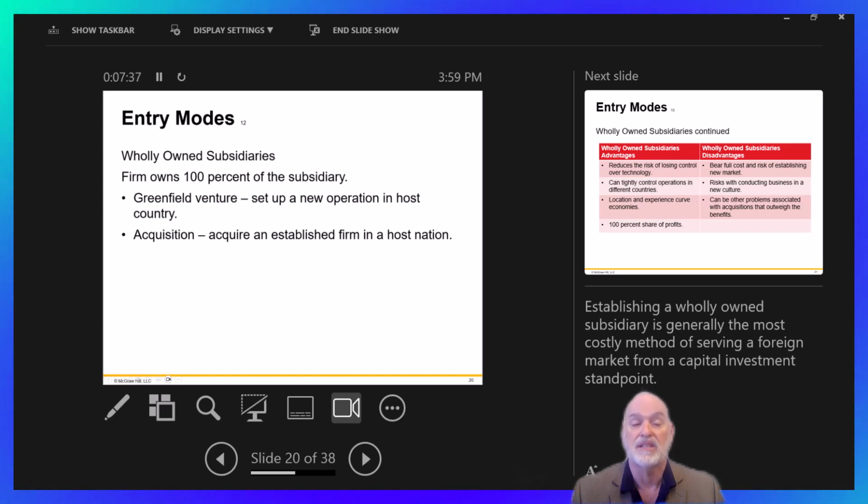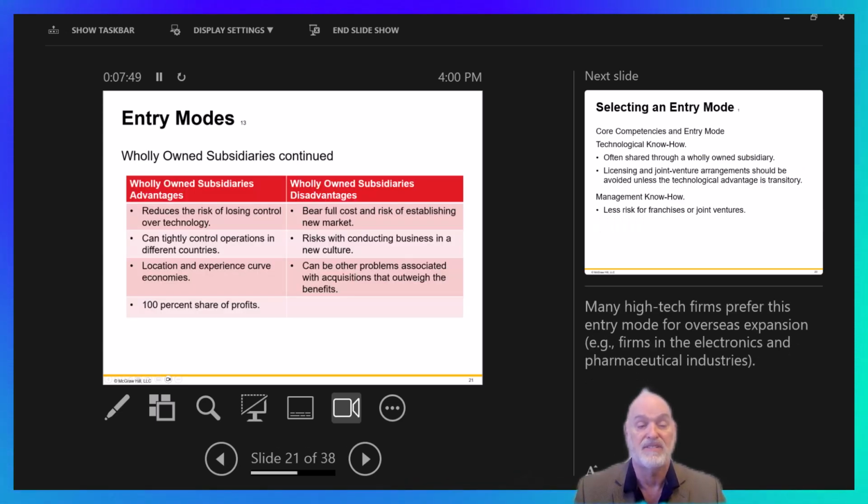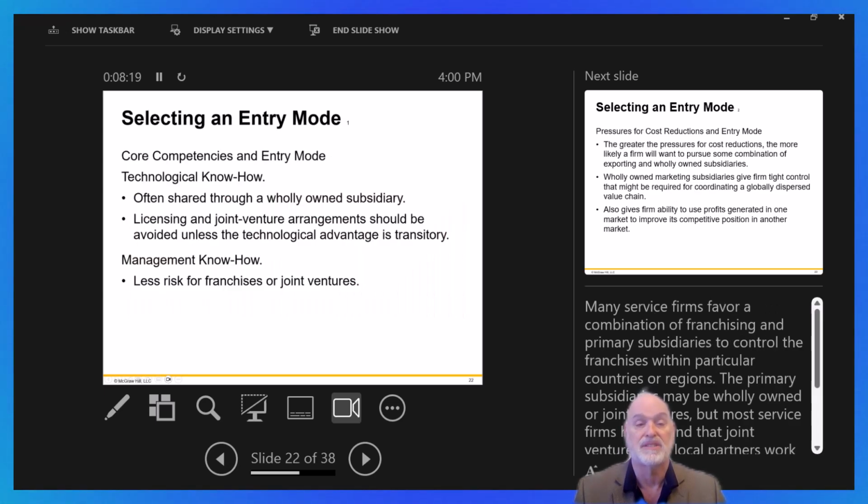Wholly owned subsidiaries. The firm owns 100% of the subsidiary. A greenfield venture sets up a new operation in the host country. An acquisition acquires an established firm in a host nation. The advantages: it reduces the risk of losing control over technology, you can tightly control operations in different countries, location and experience curve economies, and 100% share of profits. There's no sharing with any other entities. Wholly owned subsidiaries' disadvantages: you bear the full cost and risk of establishing that new market, and the risks of conducting business in a new culture, and there can be other problems associated with acquisitions that outweigh the benefits.